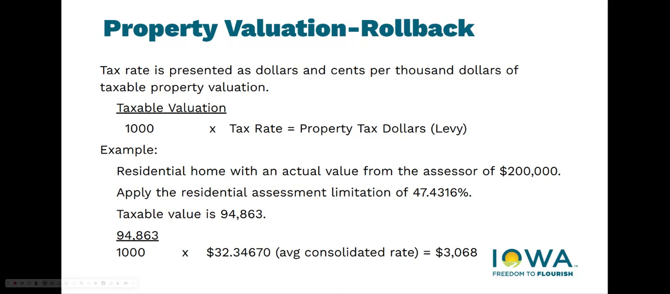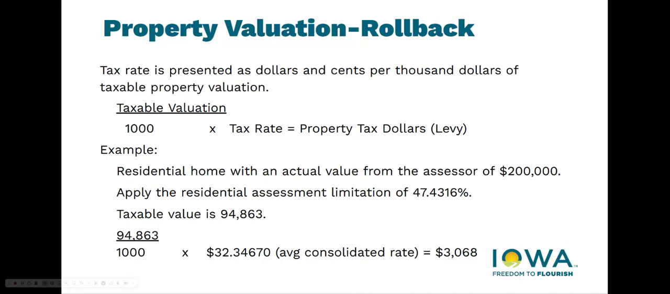If we're talking about, say, a residential home in a given area within the state, with an actual value, the assessor has determined your market value would be $200,000. In order to get to what that individual is actually billed, we would look at that $200,000. We'd first apply the residential assessment limitation of 47.4316%. That would arrive at a taxable value for that property, what can actually have the tax rate applied to it, of $94,863.